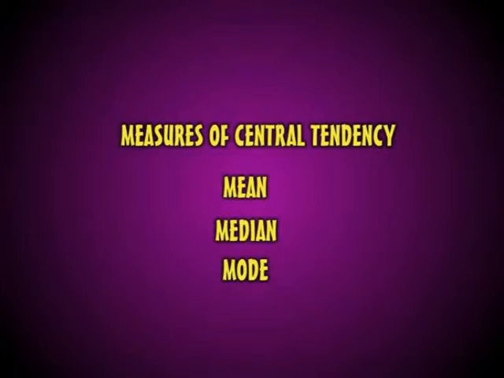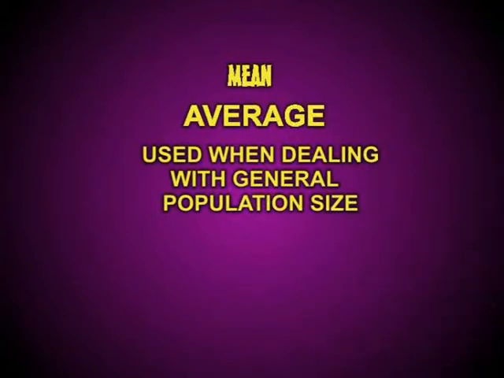The first measure of central tendency I'm going to be looking at is called the mean or the average. This measure is useful when we have a general population size and we are trying to work out a general average or a general central tendency.